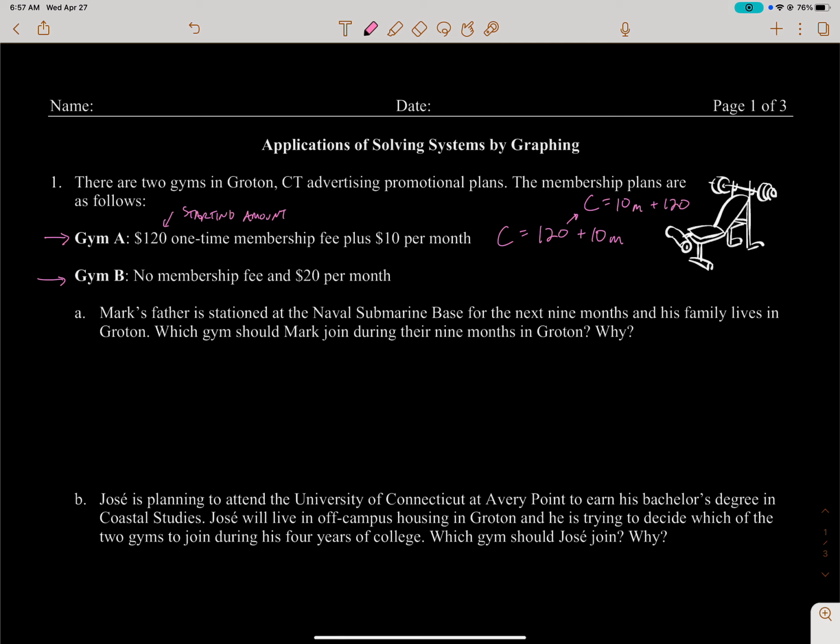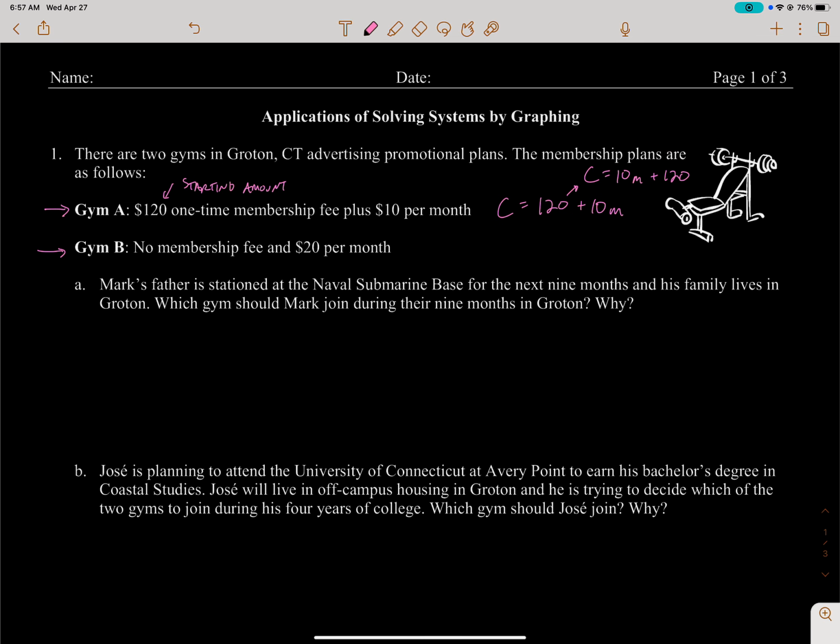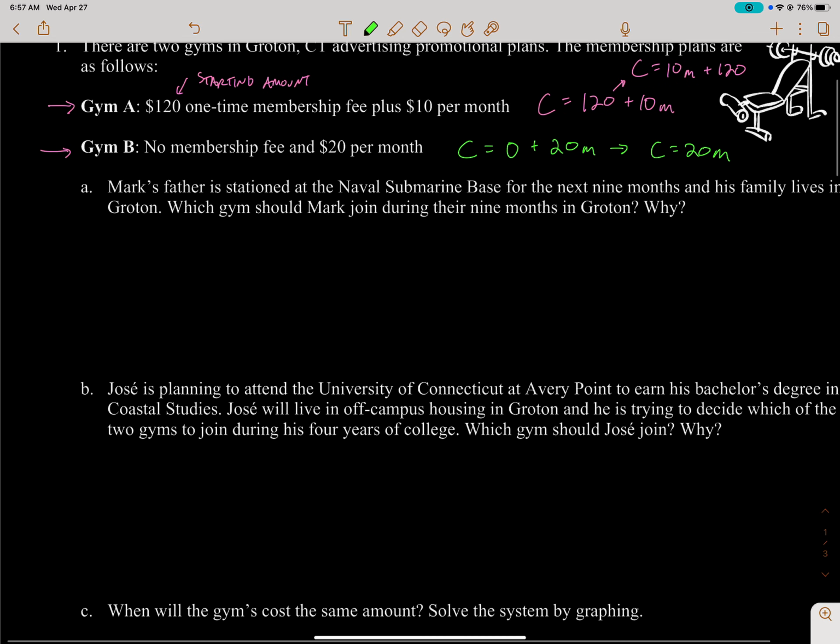So instead of Y and X, I use C and M. We usually use a capital letter for the Y and a lowercase letter for the X. I like the C and M better than the Y and the X because it'll help us decide what it means when we plug the numbers in. All right, and then our other gym, there's no membership fee, so its cost is 0 up front, and then $20 per month, 20 times M, which we would just write as C equals 20M. So there's our two gyms in slope-intercept form.